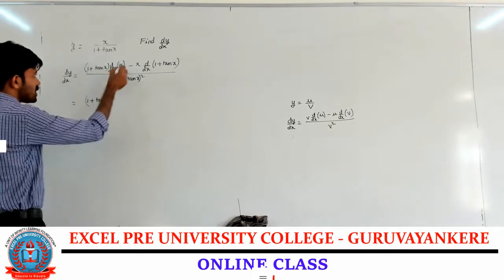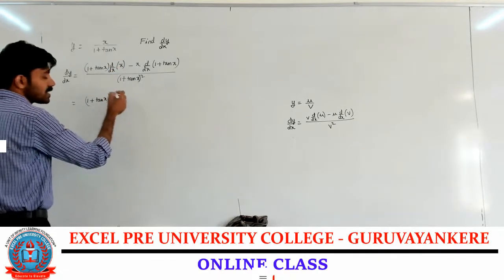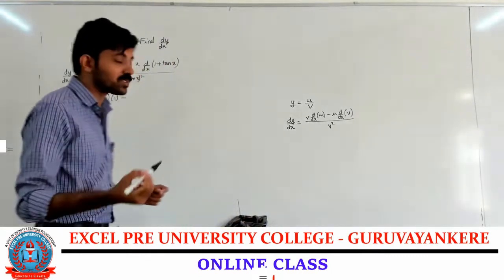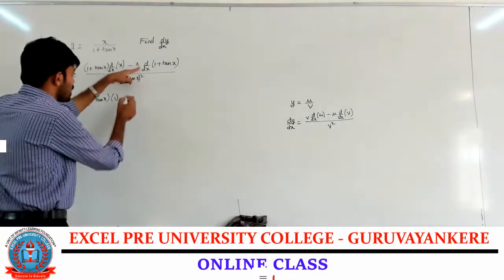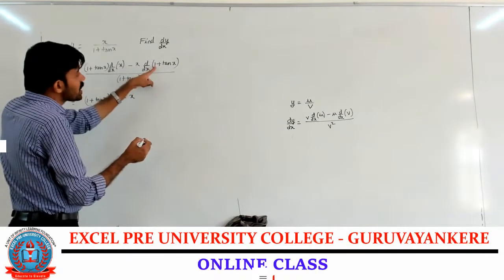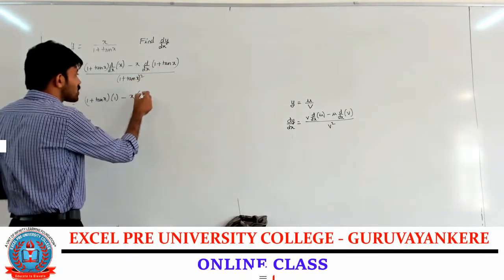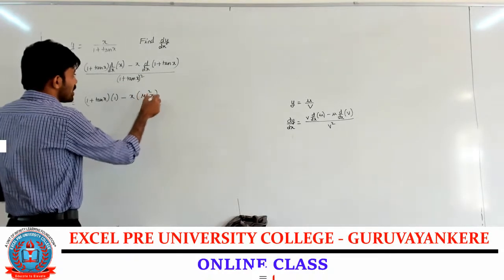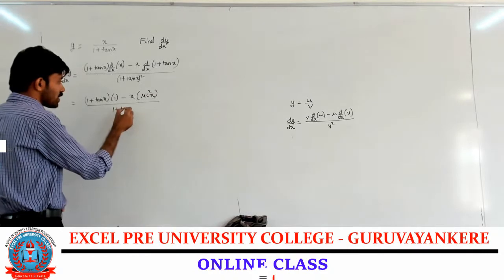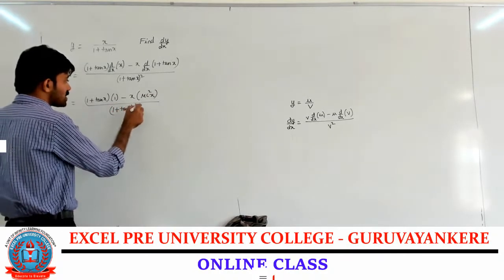Derivative of x with respect to x is 1. Correct? D by dx of x, that is 1, minus x keep as this. Differentiate 1 plus tan x. Derivative of 1 is 0. Derivative of tan x is secant square x. Divided by 1 plus tan x the whole square.